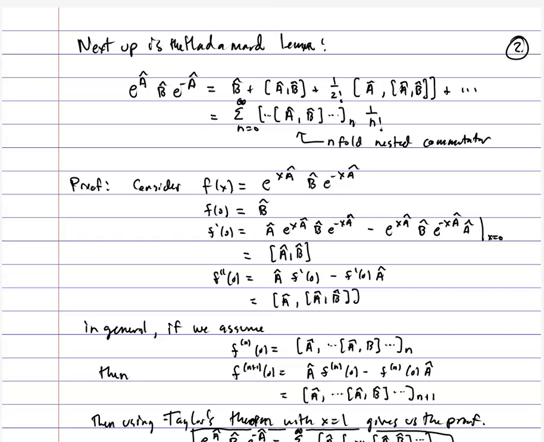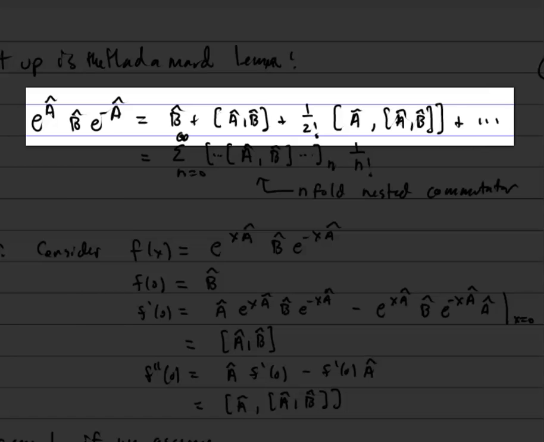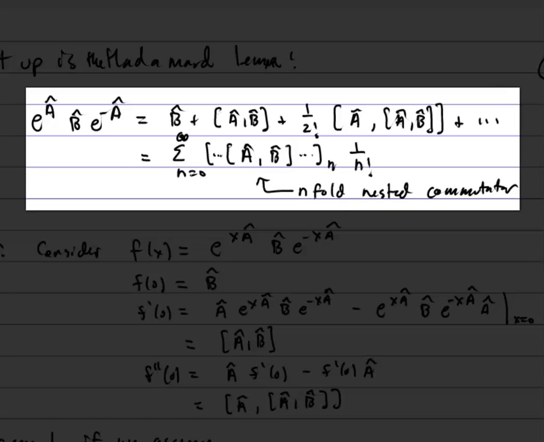So what the Hadamard lemma says is that e to the a acting on the left of b and then multiplied by e to the minus a on the right is equal to an infinite power series. B plus the commutator of a with b plus 1 over 2 factorial the commutator of a with the commutator of a with b. The next term would be plus 1 over 3 factorial the nested commutator of a with the nested commutator of a with the commutator of a with b, and so forth. We write that generally as the sum n equals 0 to infinity of an n-fold nested commutator where all of the nestings are a operators until the last one, which is the commutator of a with b, and then multiplied by 1 over n factorial.